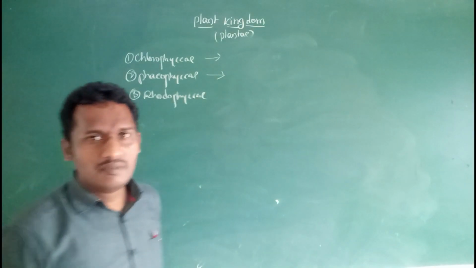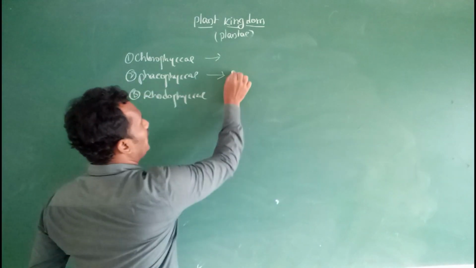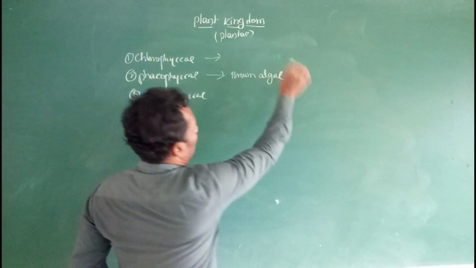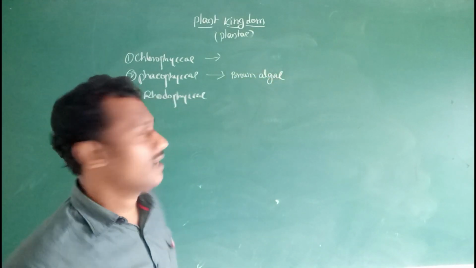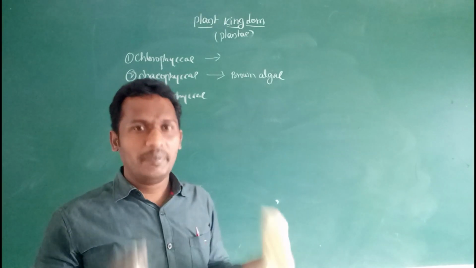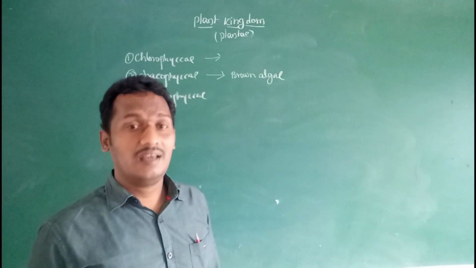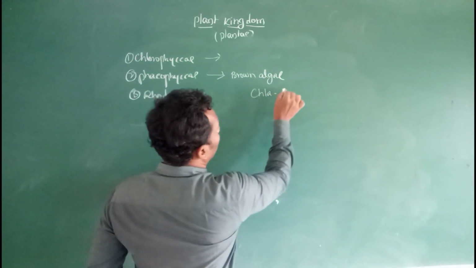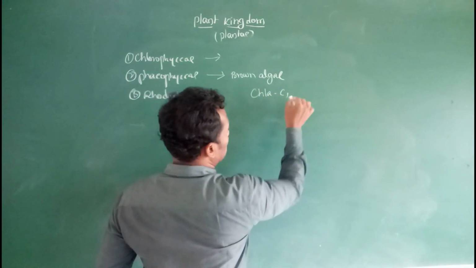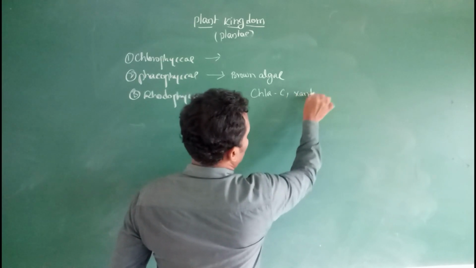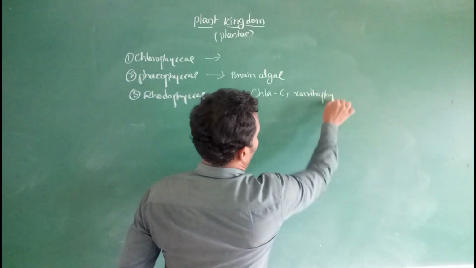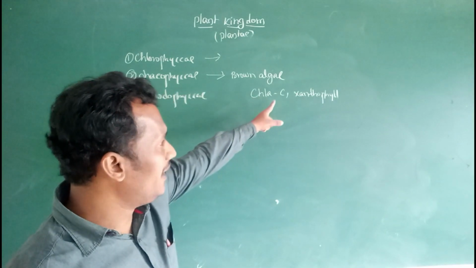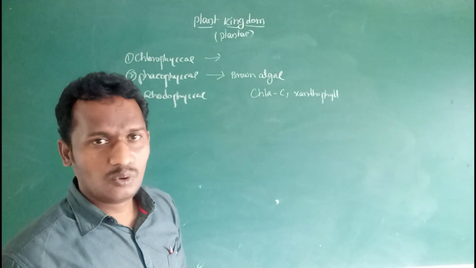Next one, coming to phaeophyceae. Phaeophyceae members are generally known as brown algae. Why? Because they appear brown in color due to the predominant pigments chlorophyll a, chlorophyll c and xanthophylls.